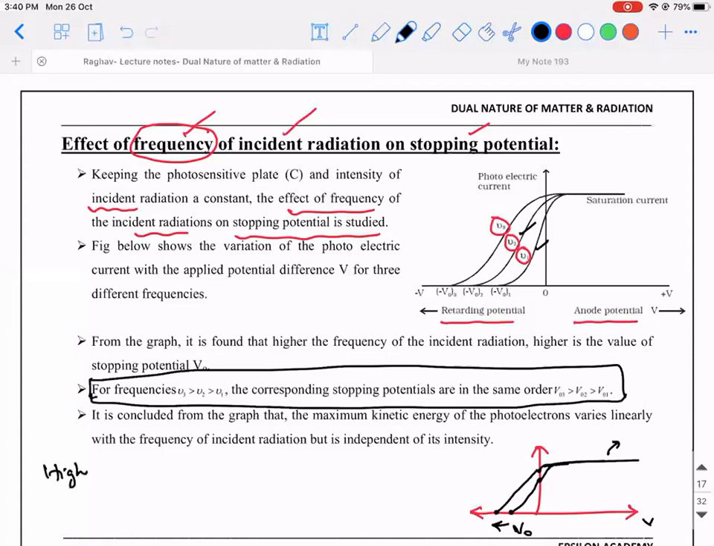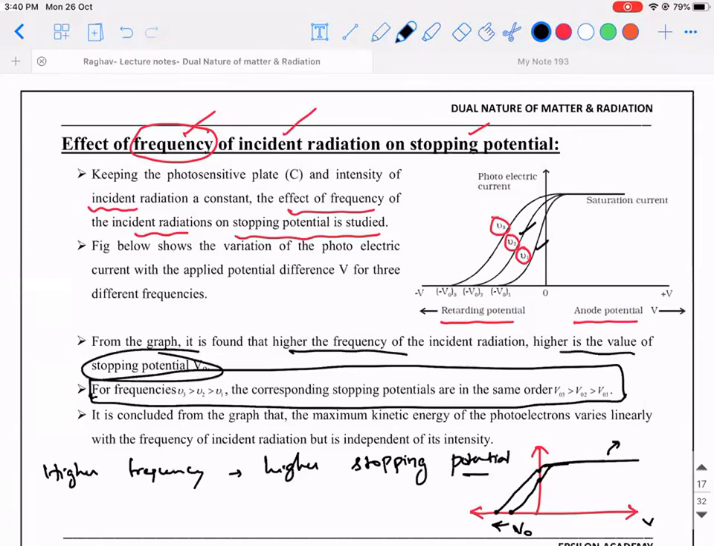So, higher frequency, higher value of stopping potential. Okay. It is found that the higher the frequency of the incident radiation, higher is the value of the stopping potential. Okay.